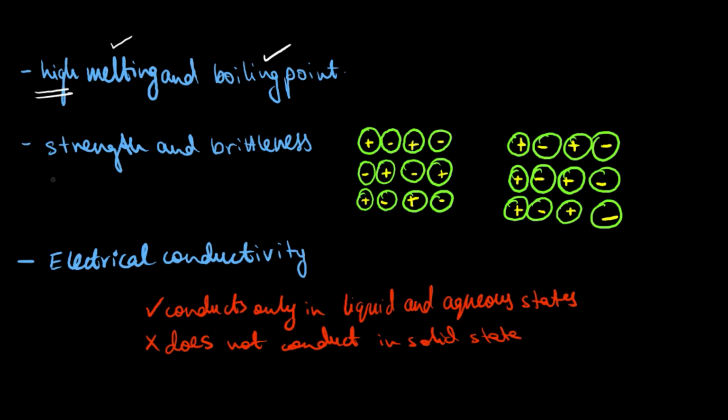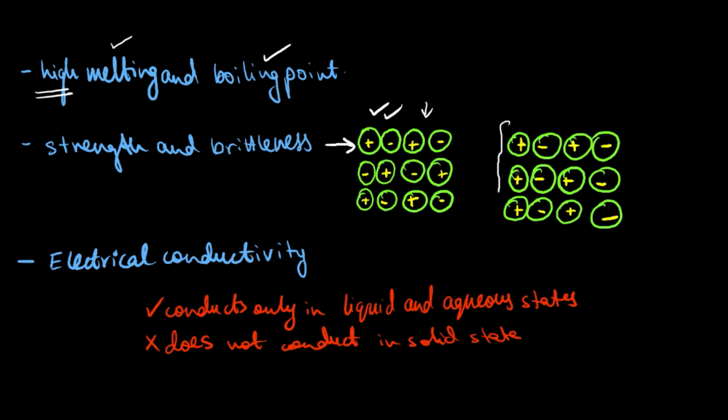Now the second property that we'll be studying is the strength or brittleness of ionic compounds. We already noticed that a positively charged ion is surrounded by negatively charged ions, and vice versa. So this is the simplified diagram that I can draw. Now imagine that a force is applied in the horizontal plane. That would distort the structure.